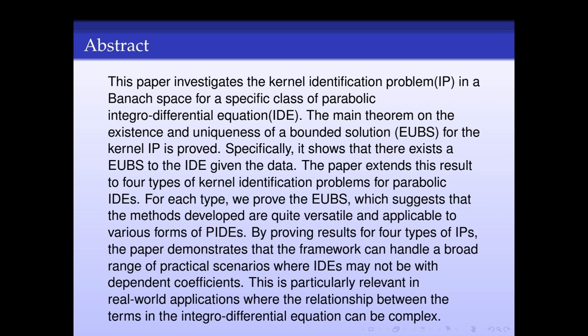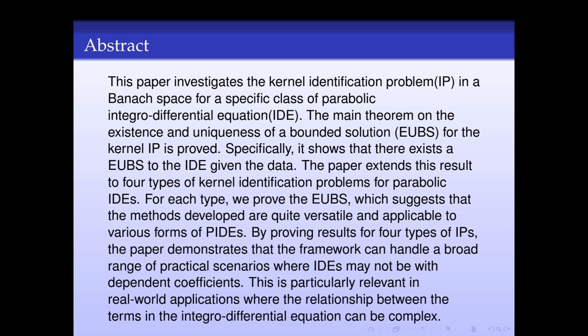This paper investigates the kernel identification problem in a Banach space for a specific class of parabolic integral differential equations. The main theorem on the existence and uniqueness of a bounded solution for the kernel identification problem is proved. Especially, it shows that there exists a unique bounded solution to the identification problem given the data. The paper extends these results to four types of kernel identification problems for parabolic integral differential equations.